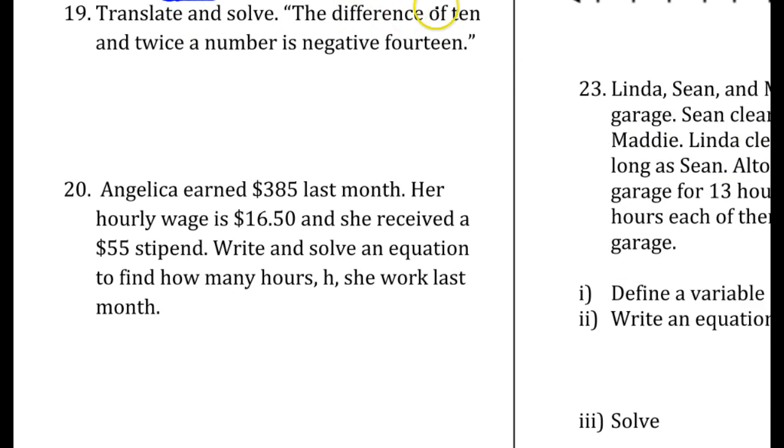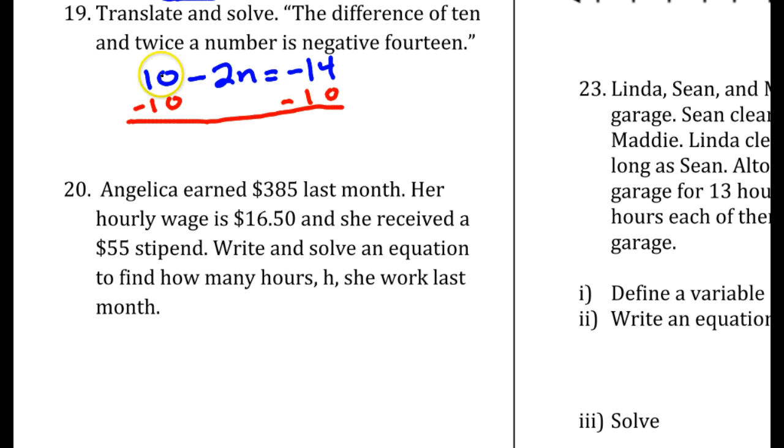The difference, subtraction, of 10 and twice a number is -14. So we have 10 minus twice a number is -14. We can go ahead and solve this, same routine. Constants to the right-hand side. 0, -2n comes down, equals -24. Divide both sides by -2. So we have n equals positive 12.